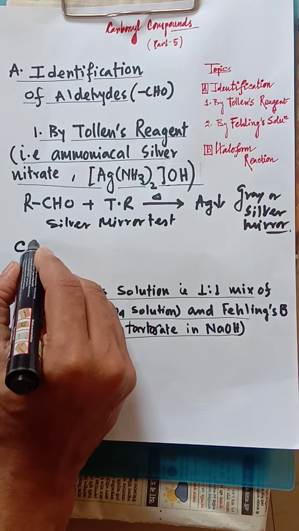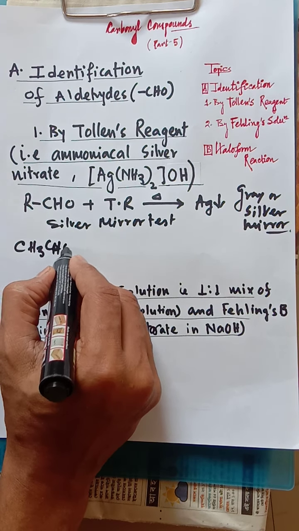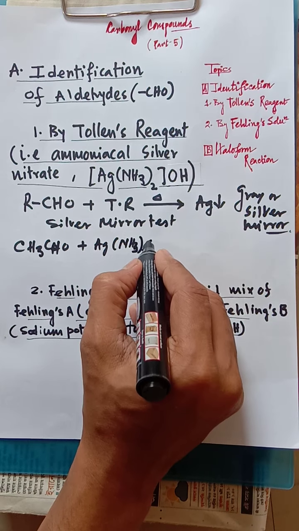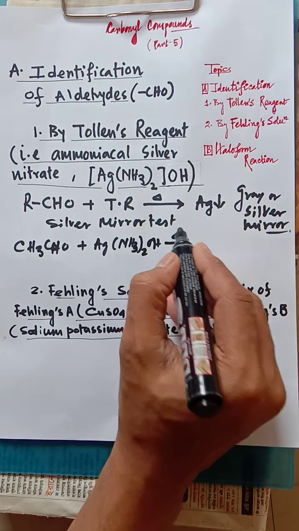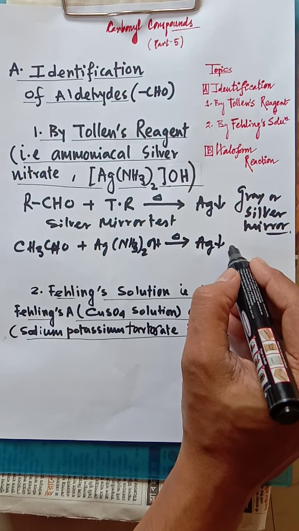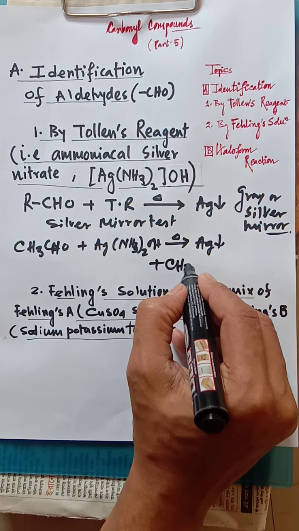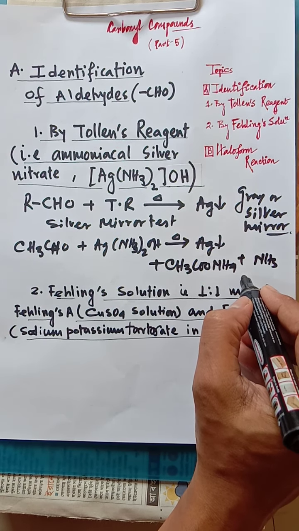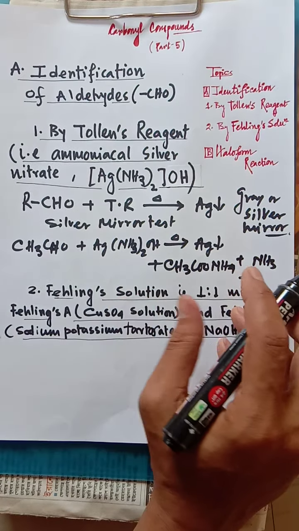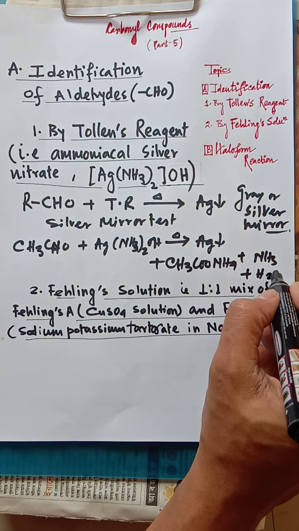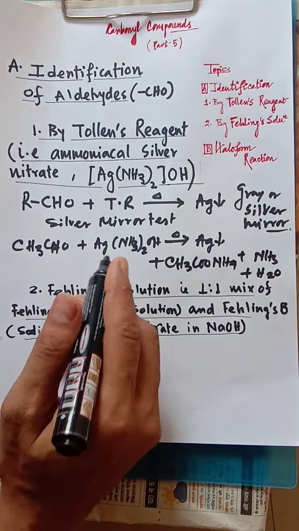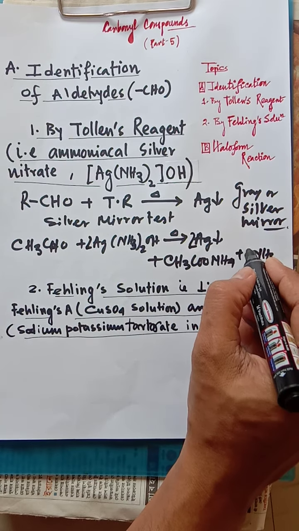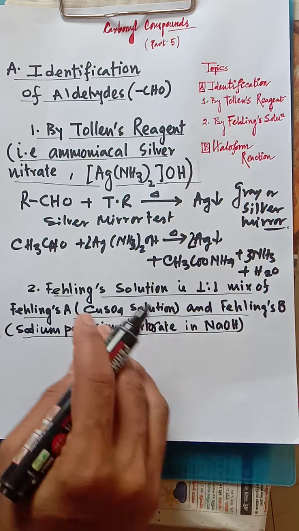One prominent example I am giving here: CH3CHO, that means acetaldehyde, is given along with Tollens reagent. It is boiled. That means silver is precipitated out along with CH3COONH4 plus NH3 and H2O. So this is the total reaction I have given here. If we want to balance it, you have to write 2 here, and it will be 3 here. So this is the overall reaction.